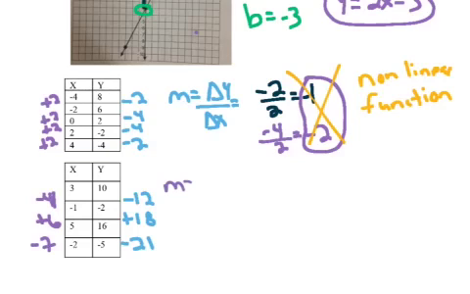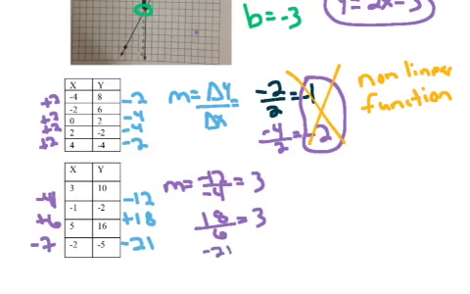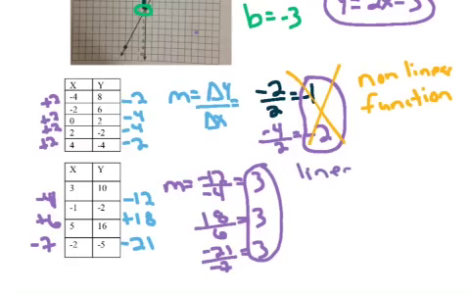So to see if this is linear, I do change in y, negative 12 divided by negative 4, and I'll get a positive 3. Let's try the next set. 18 divided by 6 gives me a positive 3. Let's make sure it works for the rest of them. Negative 21 divided by negative 7, I get a positive 3. Since I got the same value, this is definitely linear, and 3 is my slope. So I would have y equals 3x.